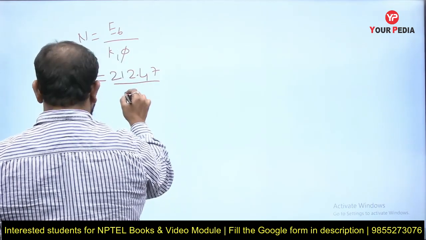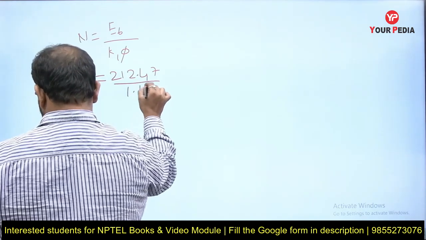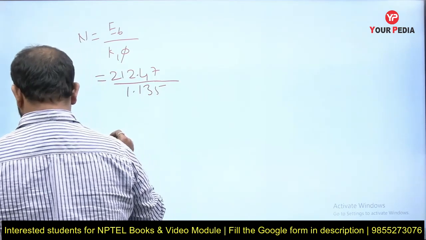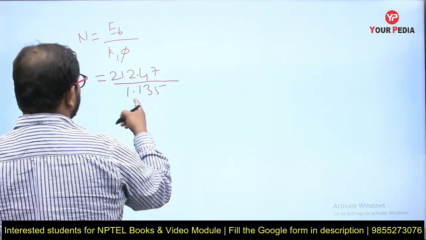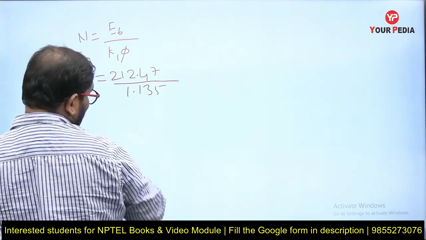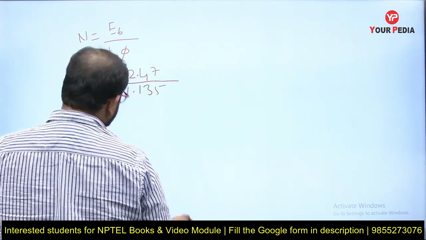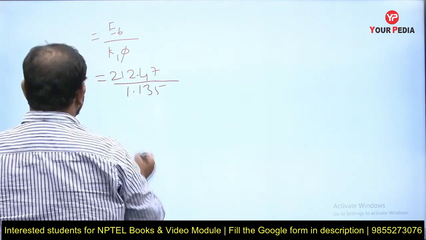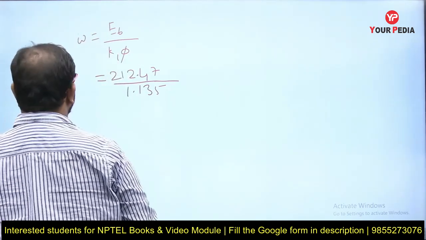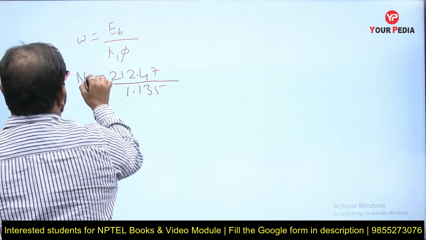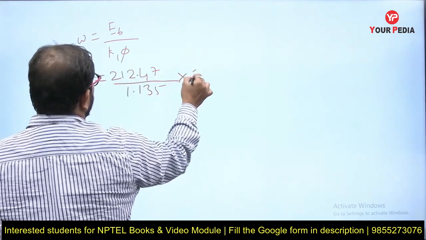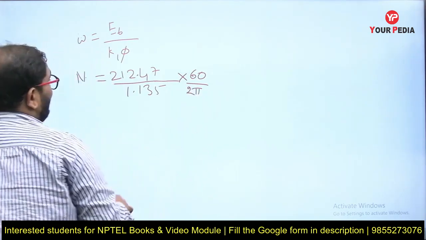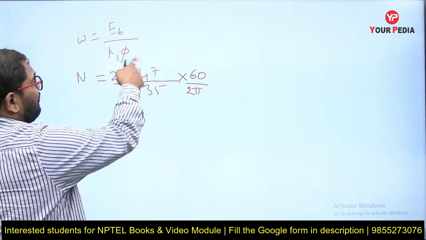212.47 divided by K1 pi is how much? 1.135. So this will be the speed in omega we will get. Let me rewrite this expression as omega. But I want speed, so I need to multiply by 60 by 2 pi. So 2 pi N by 60 will give you the omega.